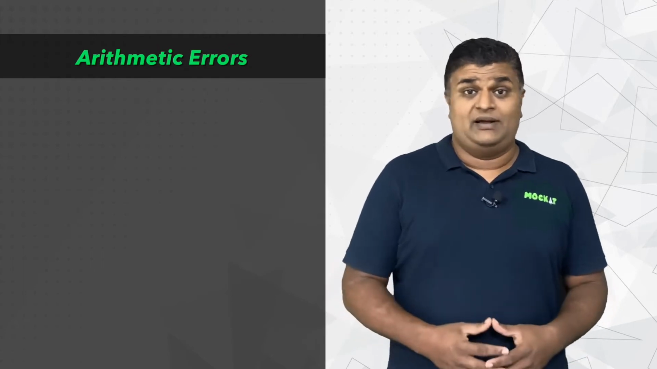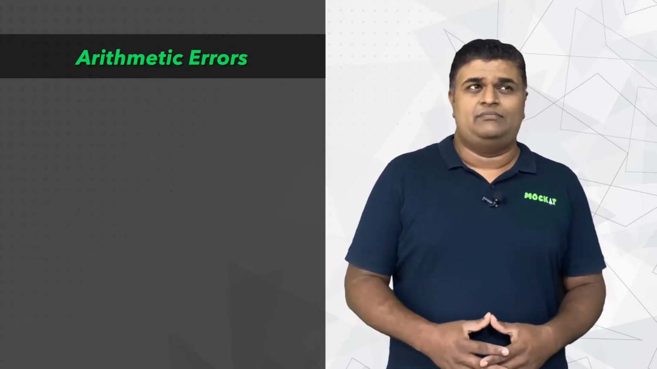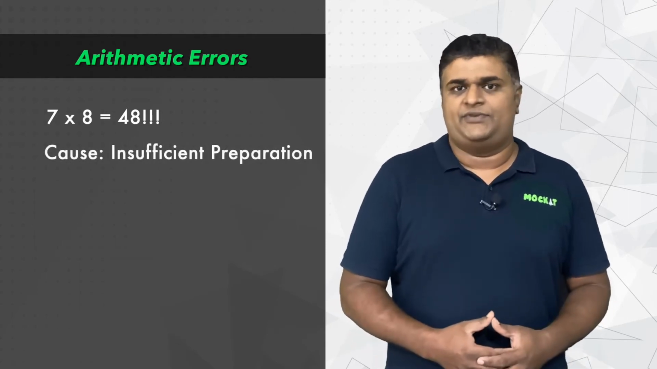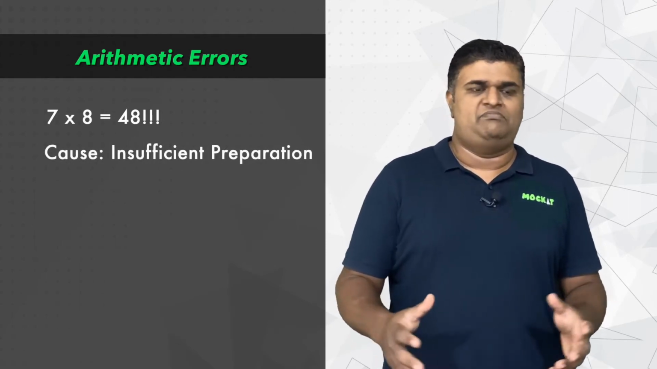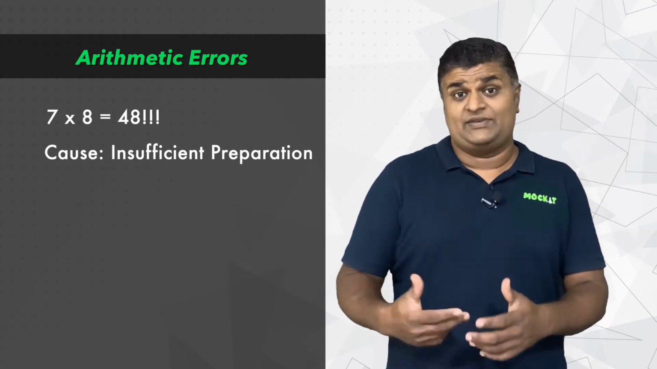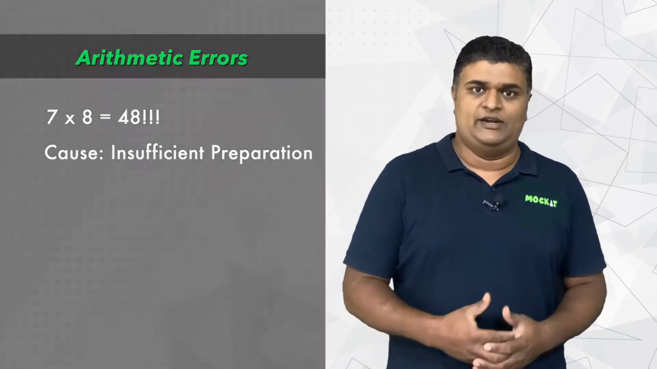Another type would be tables related mistakes, right? 7 into 8 equals 48 you write down. It could be because of insufficient preparation, right? So you didn't really practice the tables enough, you didn't give it enough thought, you were excessively relying on the calculator. That could lead to this as well. As and when you come across a calculation based silly mistake, note it down and write down the root cause for that and look at ways to fix it.